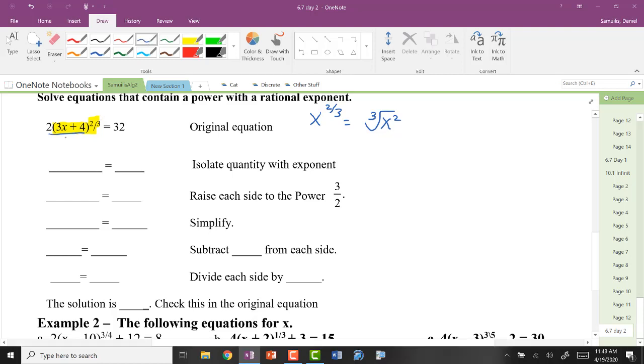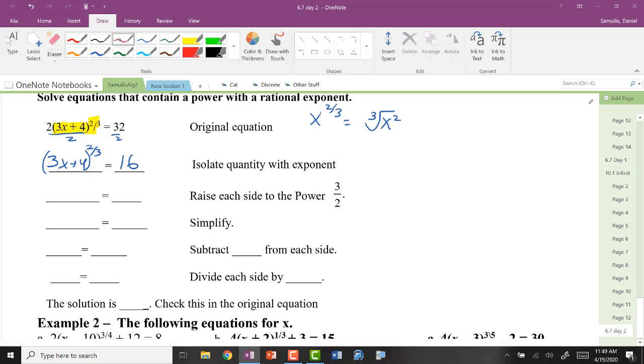So how are we going to do that? Well, I'm going to divide by 2. So I end up with 3x plus 4 to the 2/3 equals 16. Now I can get rid of this rational exponent if I raise it to another power, because we're trying to undo that power. In order to undo that, I need this to be a 1. So how do I get this to be a 1? You're going to multiply that by the reciprocal.